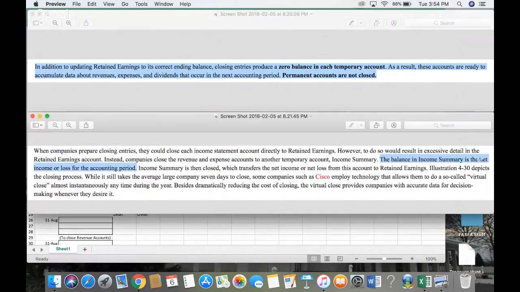Another part of this book also talks about how the balance of the income summary is the net income or loss for the accounting period. And this whole process basically says it can provide companies with accurate data for decision making whenever they desire it. It lets them know what their retained earnings are at that point in time. So we're going to start by doing that.